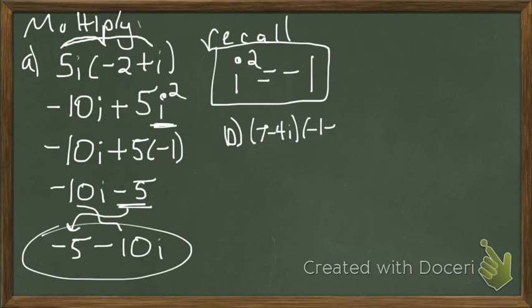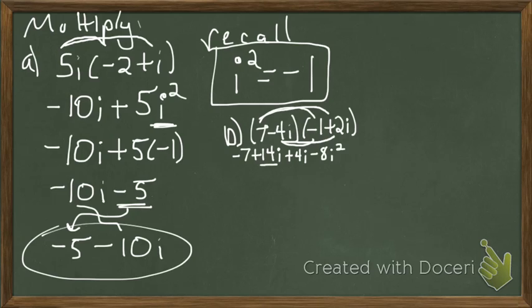times a negative 1 plus 2i, we're going to treat this as if it were just two binomials that we want to expand by FOILing. So I'm going to multiply the firsts together. 7 times negative 1 makes negative 7. And I'm going to multiply 7 times 2i. That's going to be positive 14i. Then the inner terms, negative 4i times negative 1 makes positive 4i. And then negative 4i times positive 2i is going to be a negative 8, and then i times i is i squared.